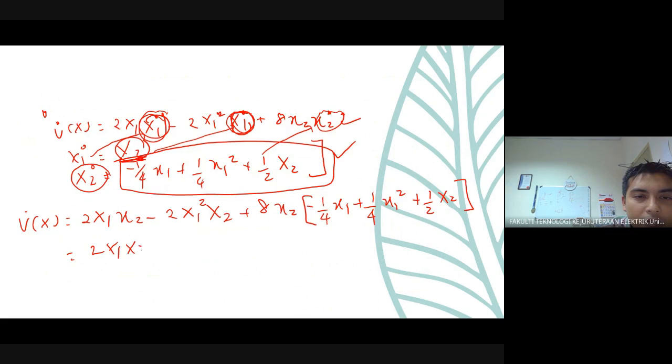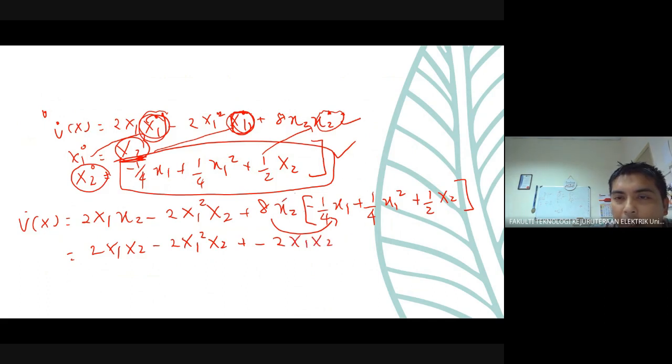2 x1 x2 minus 2 x1 square x2 plus... So this one should be, multiplied with this one, should be negative 2 x1 x2.